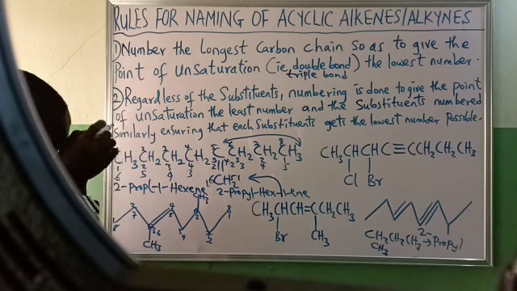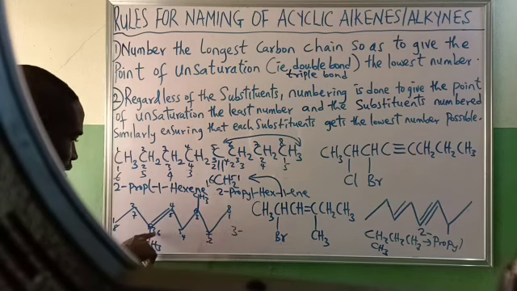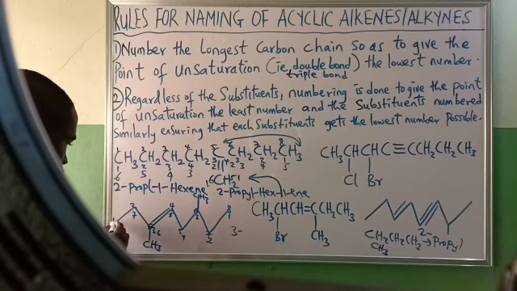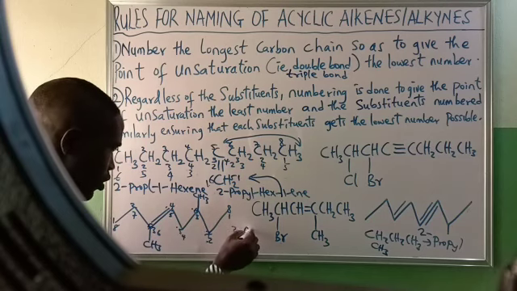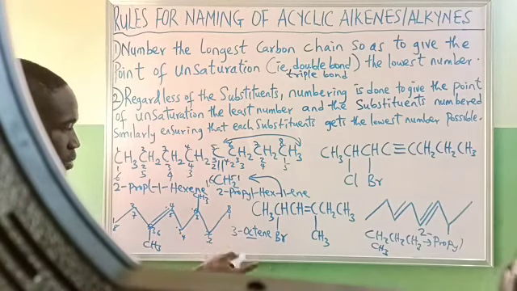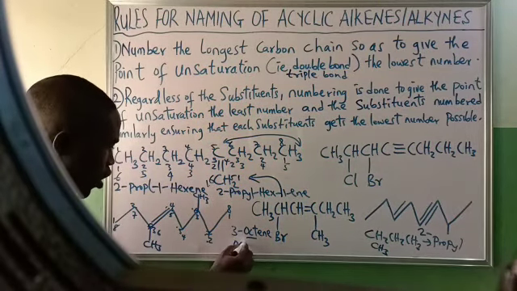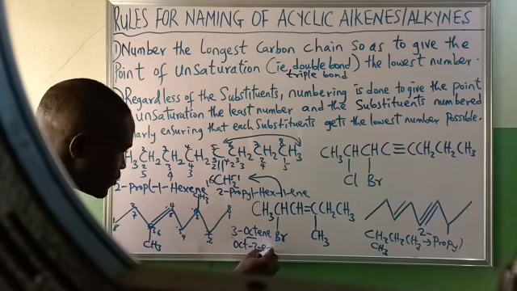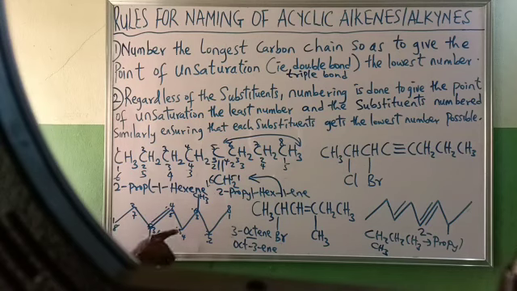We now say that we will be having 3. This 3 is for this double bond. 1, 2, 3, 4, 5, 6, 7, 8. Oct-3-ene, or you put it this way: 3-ene. I've taken care of the double bond. Now I am to take care of the substituent.